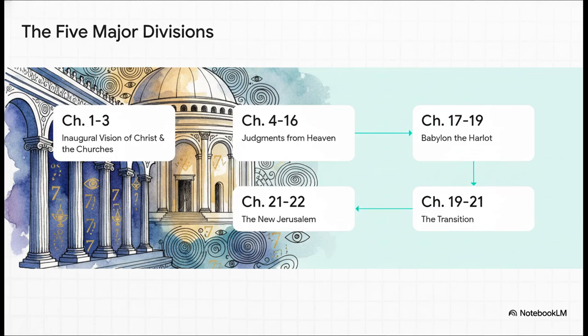And within this unified whole, John uses a recurring Greek phrase, "in the Spirit," almost like a signpost to signal the major transitions. It's his way of guiding the audience through 5 main sections. It all kicks off with the vision of Christ and the churches. Then the scene shifts to heaven for that huge series of judgments. And this builds to the climax, these parallel visions of the fall of Babylon the harlot, a key transitional period, and then, finally, the glorious reveal of the New Jerusalem.